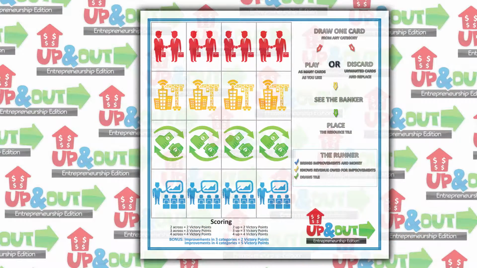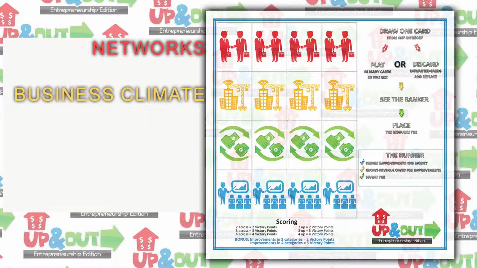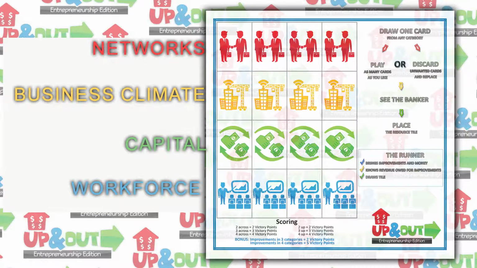Now on your board, you can see that there are 4 categories that correspond to the 4 colors of resource tiles. Going down, the first one's red, which is networks. The second one's yellow, which is business climates. The next one's green, which is capital. And the last one's blue, which is workforce.